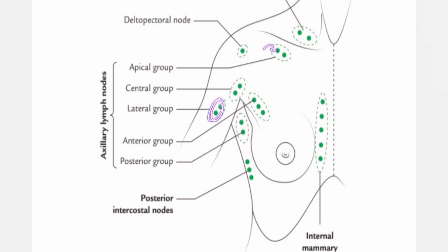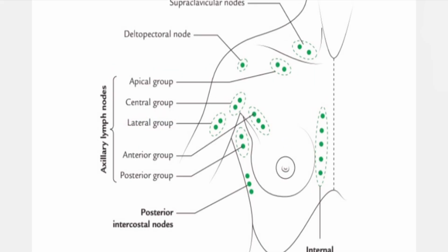And lateral, it is present on the humerus, right? So here you have the axillary vein. Lateral group is present along the axillary vein and it is present on the humerus, and this is the lateral group. And you have central and apical group. This is the axilla here. So you can say that central group is located at the base of axilla and apical group is present at the apex of axilla.